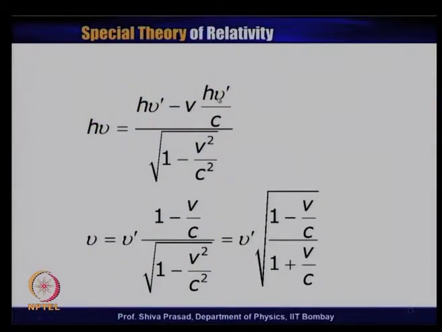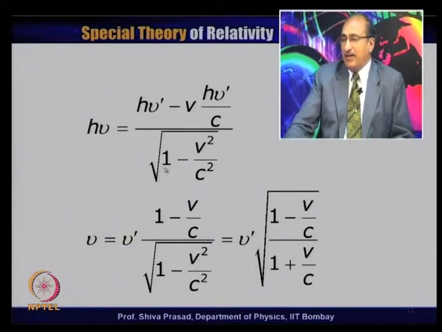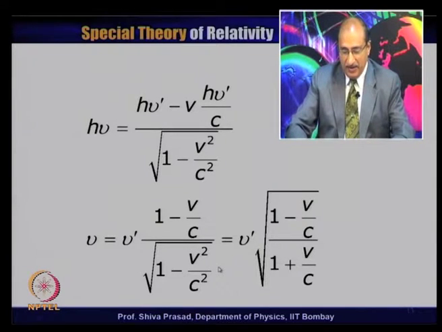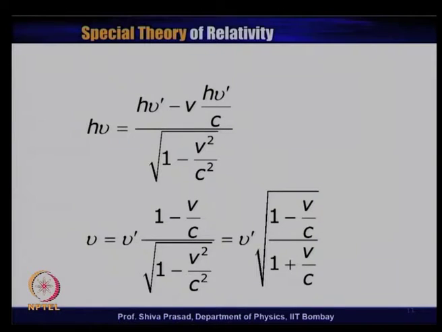So, I have just substituted h nu is equal to gamma times h nu prime minus V h nu prime by C, and this gamma I have expanded, written as under root 1 minus V square by C square. Cancelling these h, we get an expression nu is equal to nu prime, because I have taken this out, times 1 minus V by C divided by under root 1 minus V square by C square. So, this is the expression I get. Remember, nu prime was the frequency in S prime frame of reference, nu is the frequency in the S frame of reference. Now, this under root 1 minus V square by C square I can write as under root 1 minus V by C times under root 1 plus V by C.